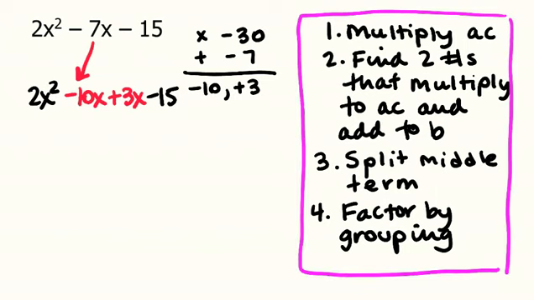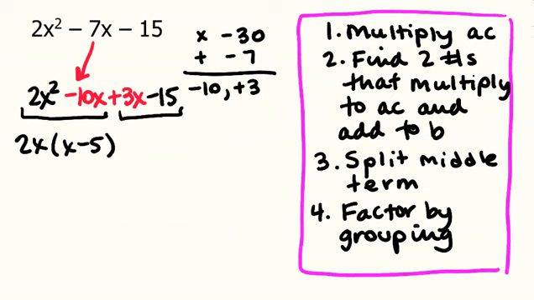All right, so what do we have in common on these first two? I see a 2 because they're both even numbers, and I see a power of x as well because I've got x squared and x. So I've got 2x multiplied by x minus 5. And then I look at the second two terms and I have a positive 3 in common. So plus 3 times x minus 5.